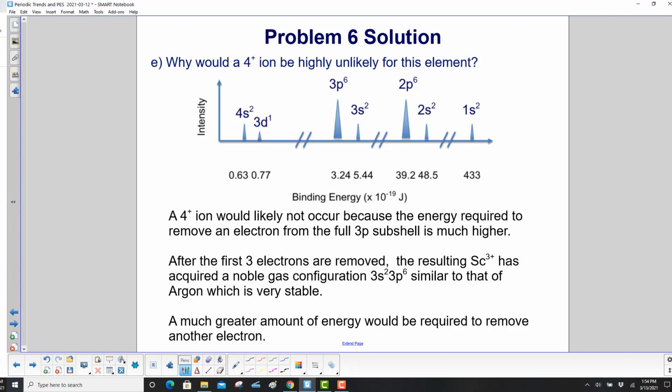Why would a 4+ ion be highly unlikely for this element? Well, a 4+ ion would not likely occur because the energy required to remove an electron from the full 3p subshell is much, much higher. After the first 3 electrons are removed, the resulting scandium 3+ has acquired a noble gas configuration of 3s2, 3p6, similar to that of argon, which is very stable. A much greater amount of energy would be required to remove another electron, to take an electron from the 3p6.